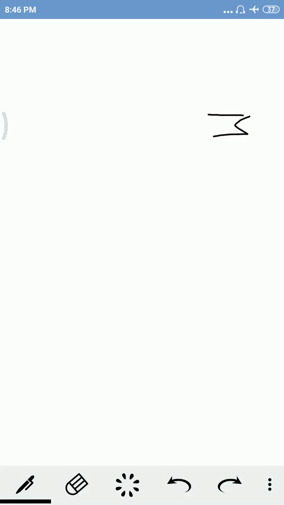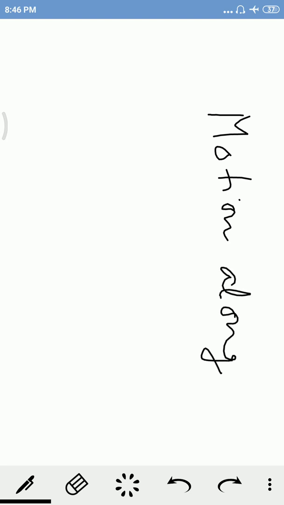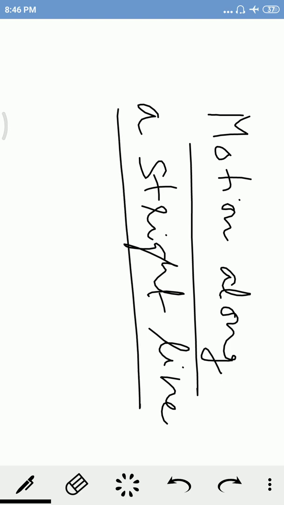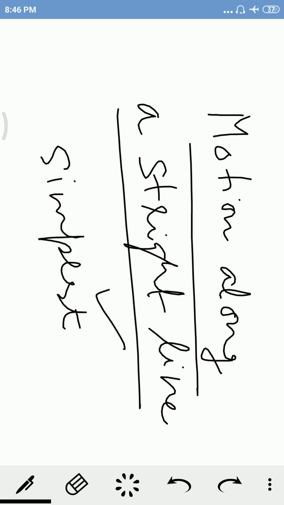Hello, today in this video we are going to discuss motion along a straight line. Now if we want to understand motion along a straight line, first of all, motion along a straight line is the simplest type of motion. So we can understand it with the help of an example.